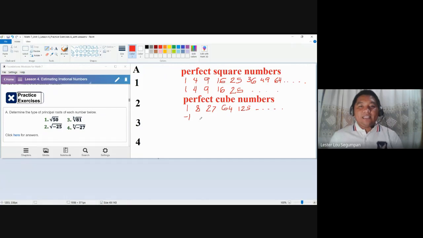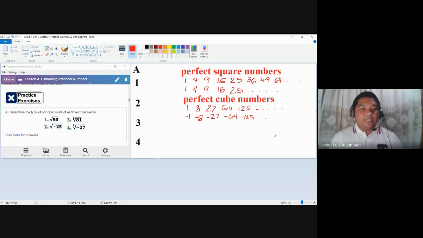So for negative 2, you have negative 2 times negative 2, that's positive 4. Times negative 2, you have negative 8. Negative 3 times negative 3 is positive 9. Times negative 3, you have negative 27. Following the pattern observed, for negative 4, you have negative 64. For negative 5, you have negative 125, and so on and so forth. Again, you may continue the list if you want to.